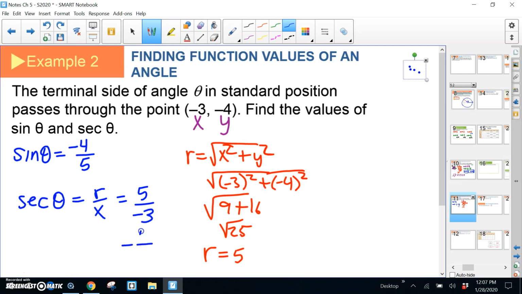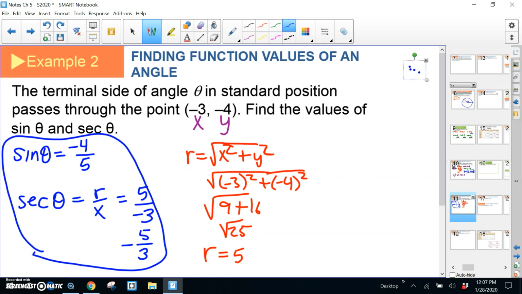Typically, if you saw it written in a book, they'd probably put the negative with the fraction. It's a negative fraction value. It doesn't mean it's a -3. It's just a negative and a fraction. Okay? Answers are -4/5 and -5/3.